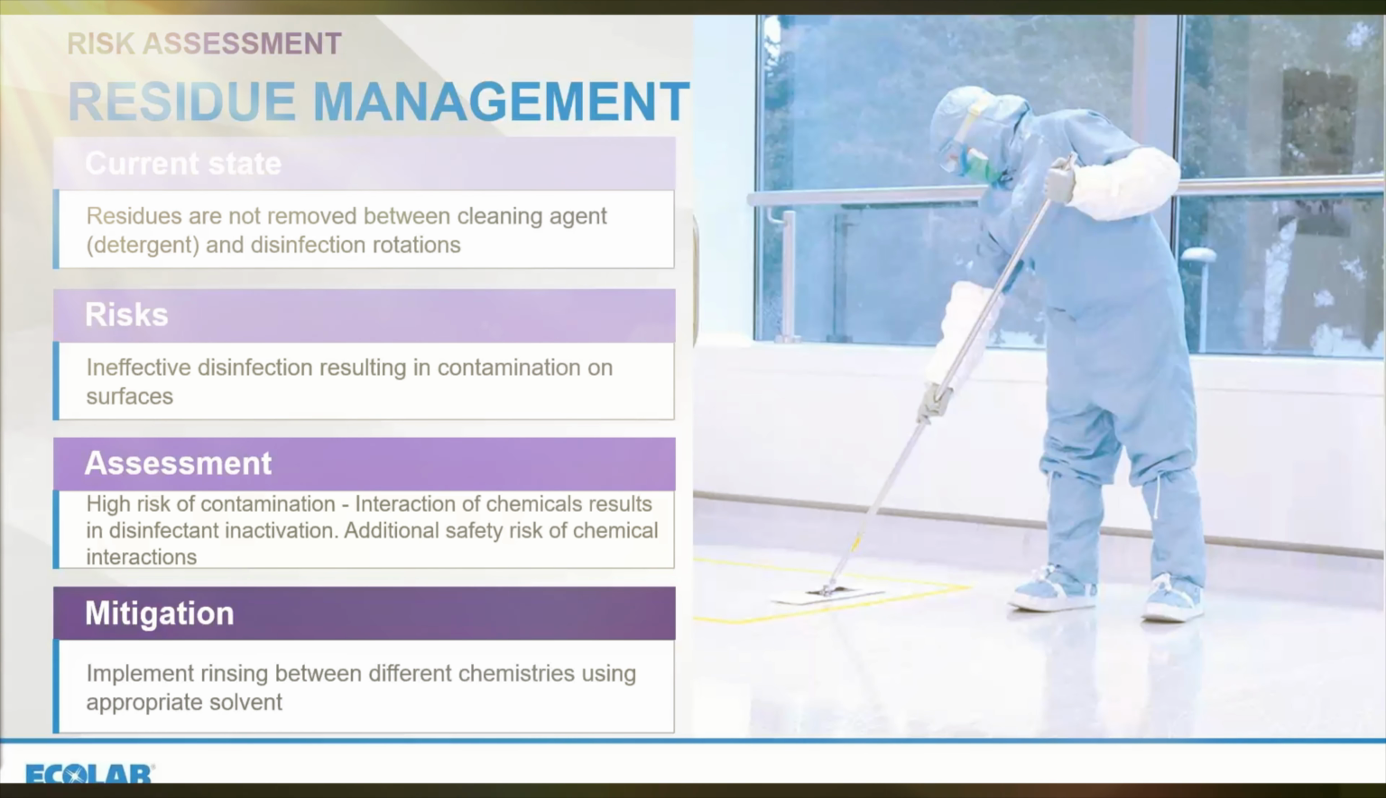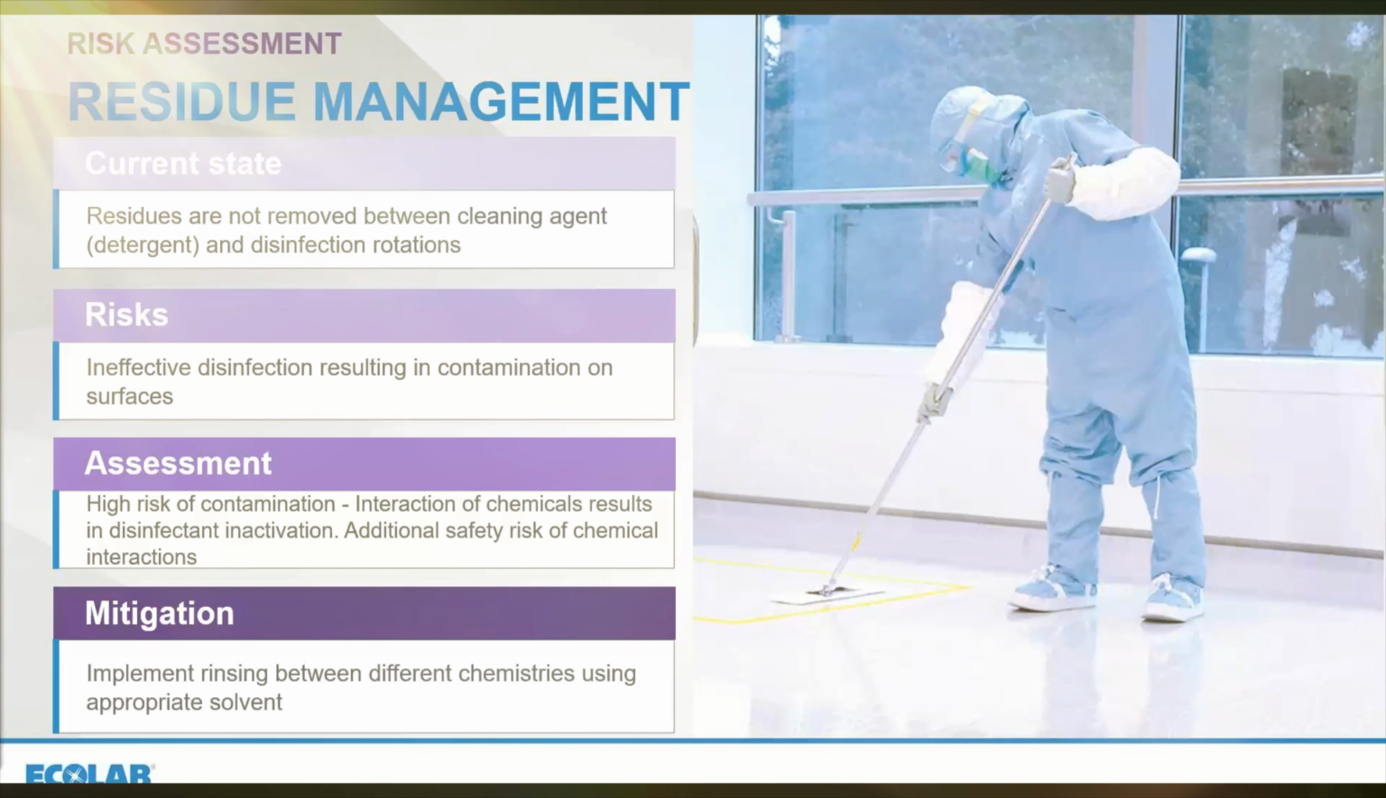So from a mitigation point of view, it's thinking about the appropriate rinsing steps that need to be performed between rotating different chemistries, detergents or disinfectants, making sure you're returning that surface down to a clear, fresh surface to apply the next agent onto. So you need to think about what the different types of chemistries are, and seek advice from your suppliers of these products to find the best type of solvent that will remove those residues off the surface.